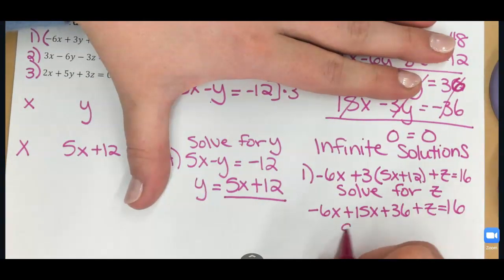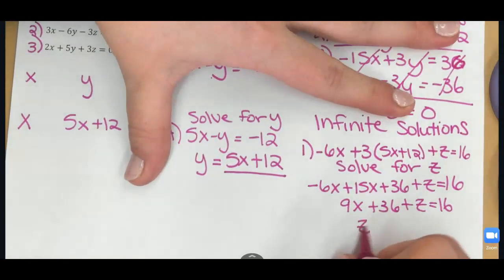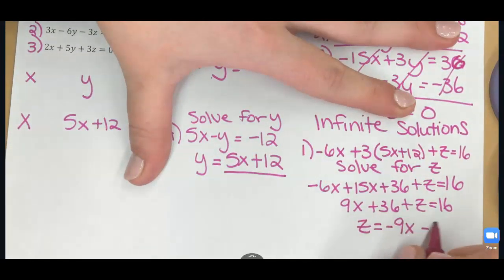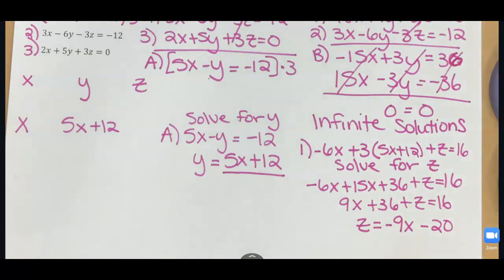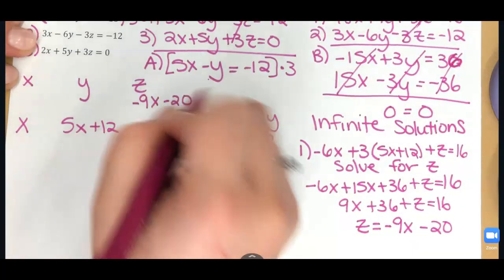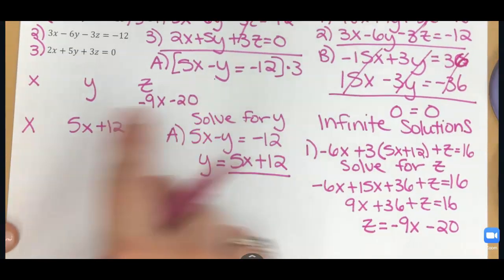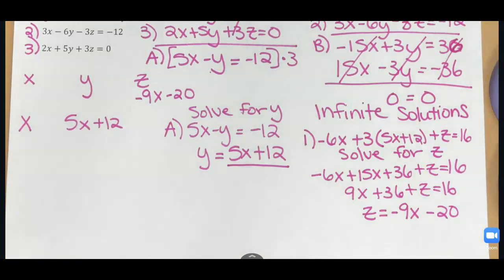Combining like terms, 9x plus 36 plus z equals 16. I need to subtract the 9x and subtract the 36. And I get that z is negative 9x minus 20. Again, if you had done that with equation 2 or 3, you would get the same answer. So z is negative 9x minus 20. So this is the relationship between the three variables for points located on my plane. I can find any of those infinite points on my plane by picking a value for x and finding the y and z that go with it.